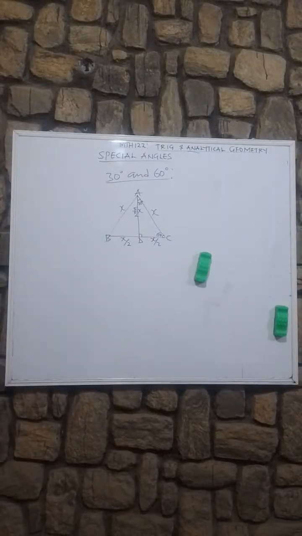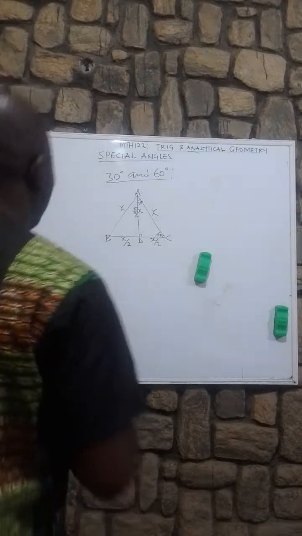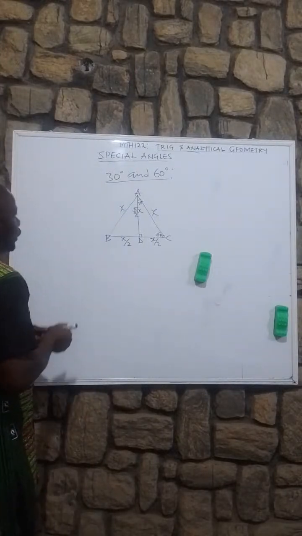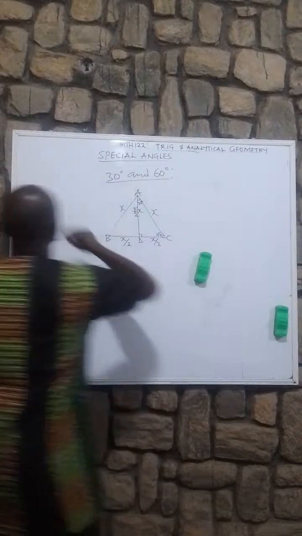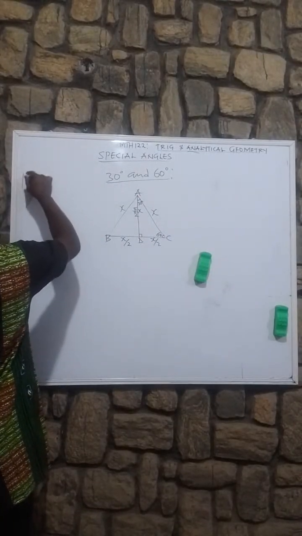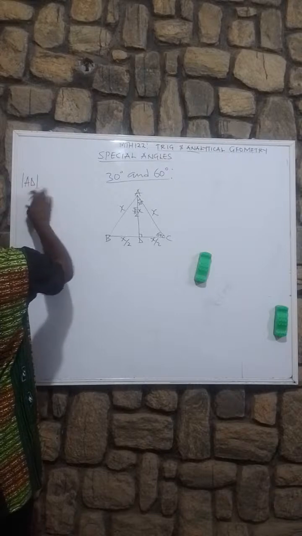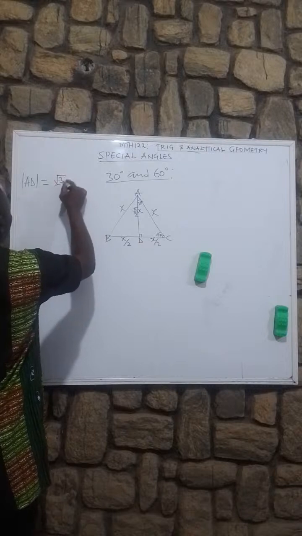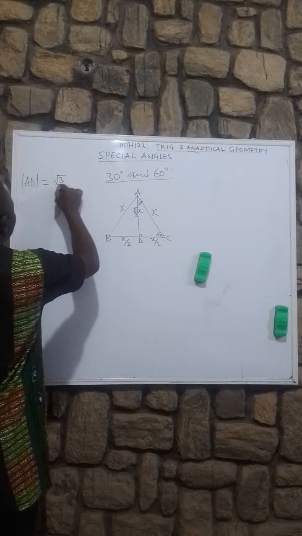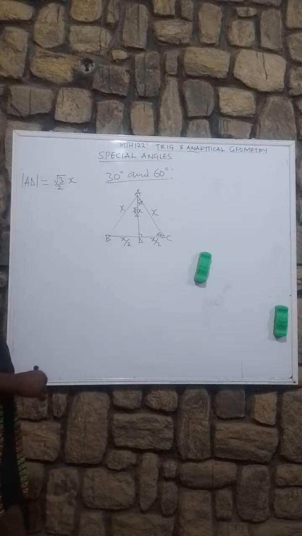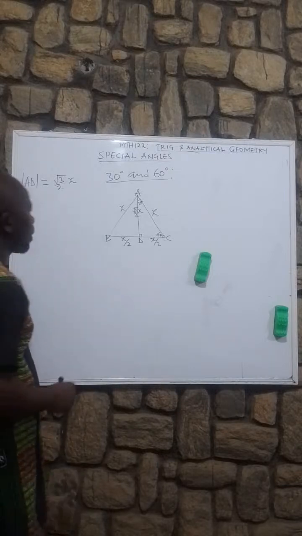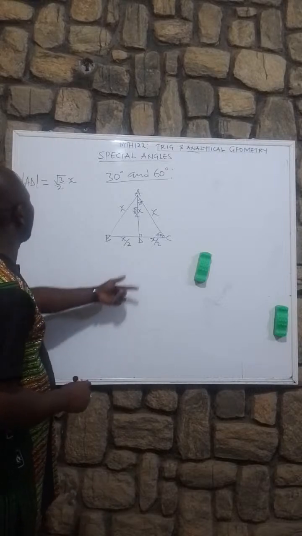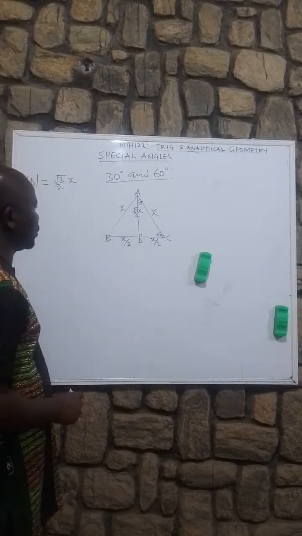Okay. So now, what we need to do is our AD, that is the distance between A and D, is equal to what? Square root of 3 all over 2x. True of us. Yeah, it's true, right?